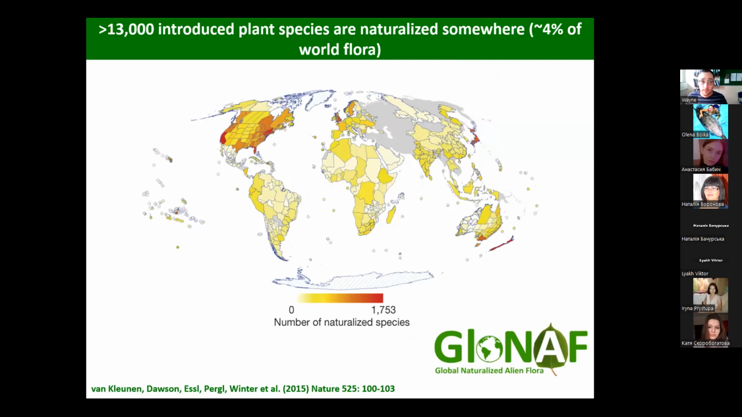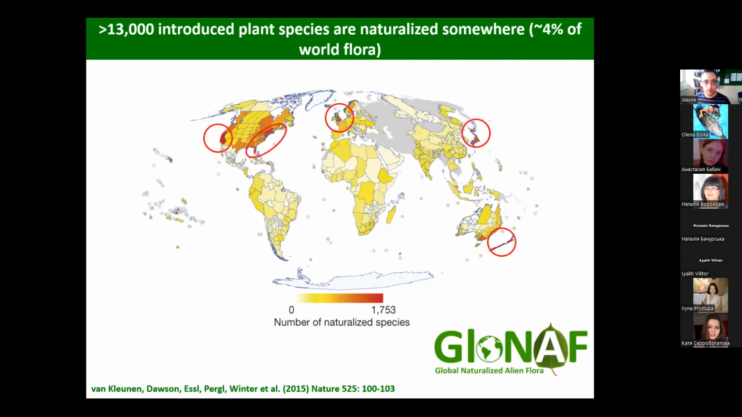So we found with this database that there are more than 13,000 introduced plant species that are naturalized somewhere in the world outside of their known native range. And if you think about it, there are around about 400,000 plant species on the whole planet that we know about, that are described. So that represents around 4% of the world flora that are naturalized somewhere on the planet.